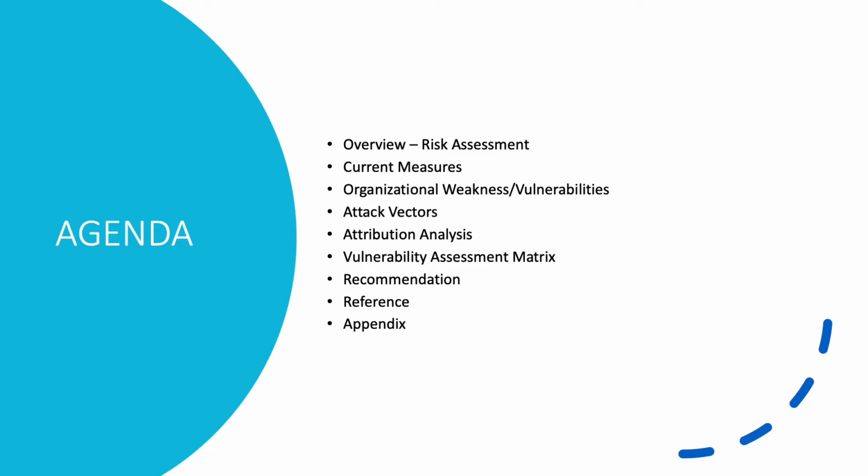Following that, we will look at some of the attack vectors associated with Team New Zealand. We'll also discuss the attribution analysis that was performed, and the vulnerability assessment matrix that has all of the prioritized vulnerabilities that were identified. And then lastly, we will have some of the recommendations that Team New Zealand came up with to ensure that the identified vulnerabilities are mitigated appropriately and the risk is reduced to an acceptable level.